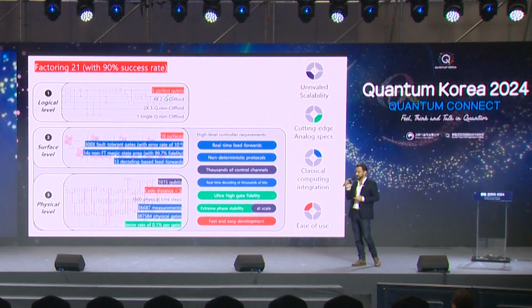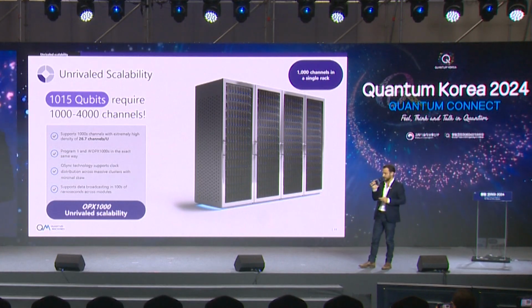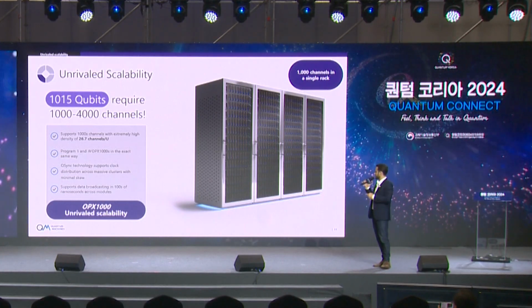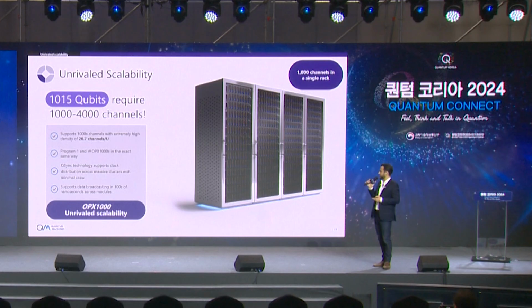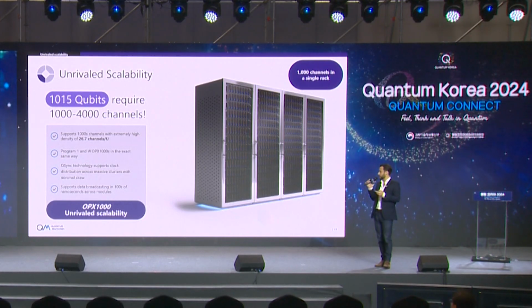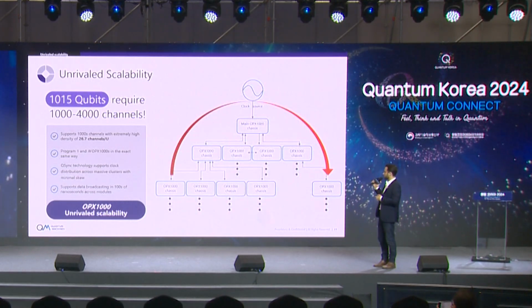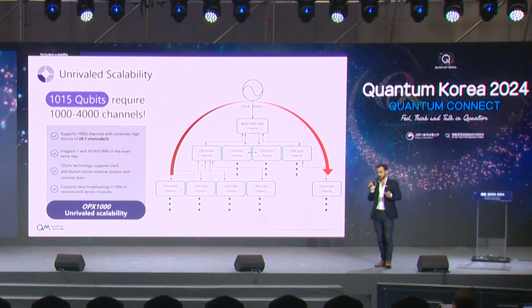So this is the main thing that I want you to keep in mind, and I'll try to give you just a small glimpse into that. In terms of scale, the OPX 1000 can be scaled up to a very large number, 26.7 channels per U. It's a massive density. And it can also be scaled up to a basically arbitrarily large number of modules.